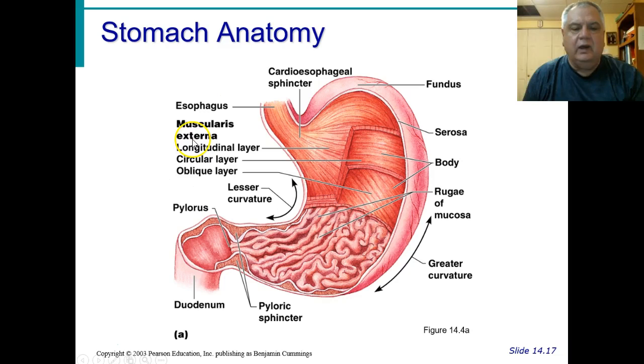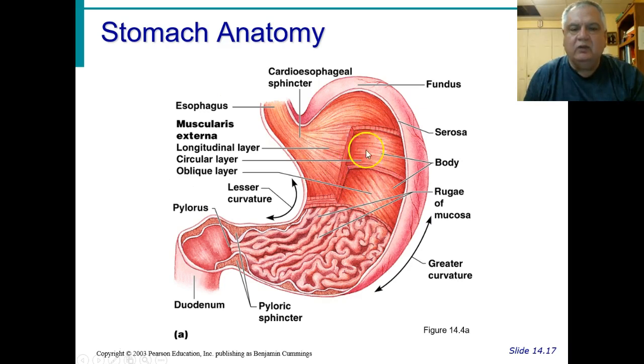And then last but not least, we'll talk about the muscularis externa. Whenever we take a look at the muscularis externa, we're going to see a modification here in the stomach. There are going to be 3 layers instead of 2. So there is a longitudinal layer, there is a circular layer, and now we're going to have a modification to a 3rd layer, the oblique layer. You can see here in this oblique layer that the muscle fibers, the spindles, are oriented in kind of a diagonal fashion.